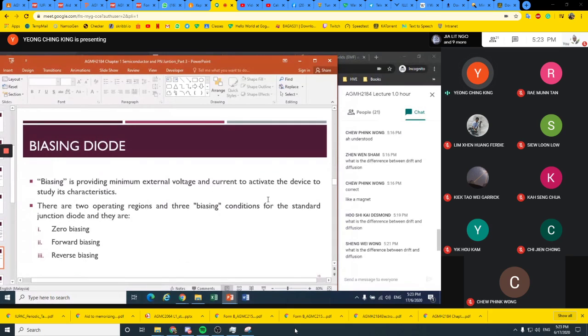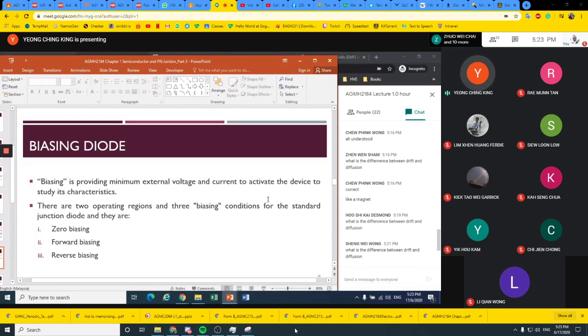And next one, we will look at the biasing of the diode. This one is an important term, because a diode you have to bias it so that it can perform its function in the electric circuit. So biasing is providing minimum external voltage and current to activate the device to study its characteristic.